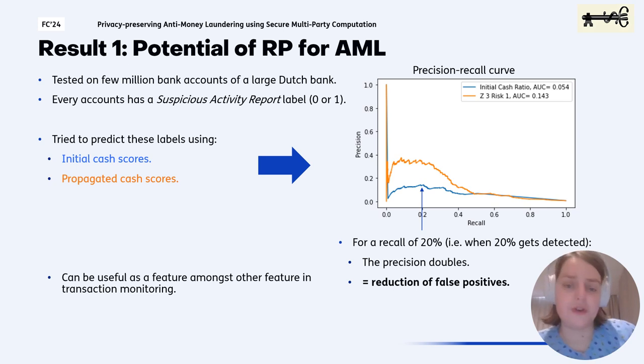But you could also see that this model is not perfect yet. A recall of 20% might not be so large, but what we can claim is that this can be useful as a feature amongst other features in transaction monitoring. So it's not meant as the only thing that you can use, but in transaction monitoring a lot of features are used, and this could be an extra feature there, and should also be researched further in the future by the banks.